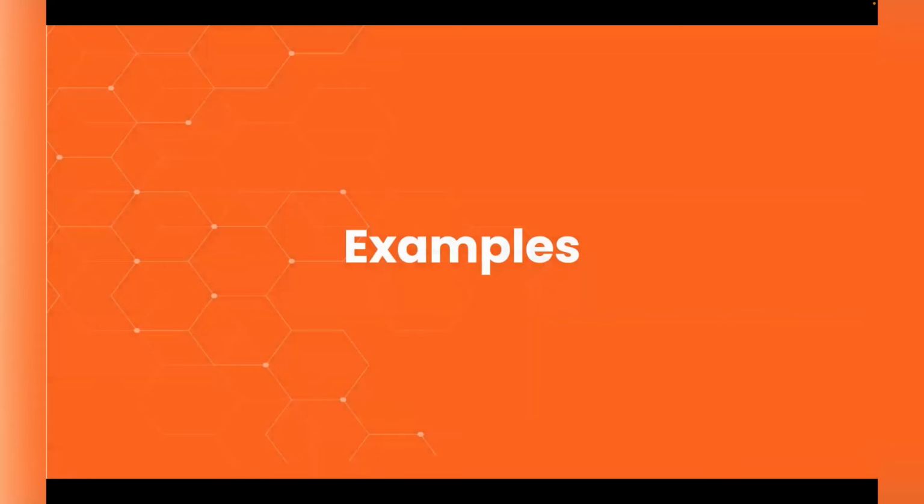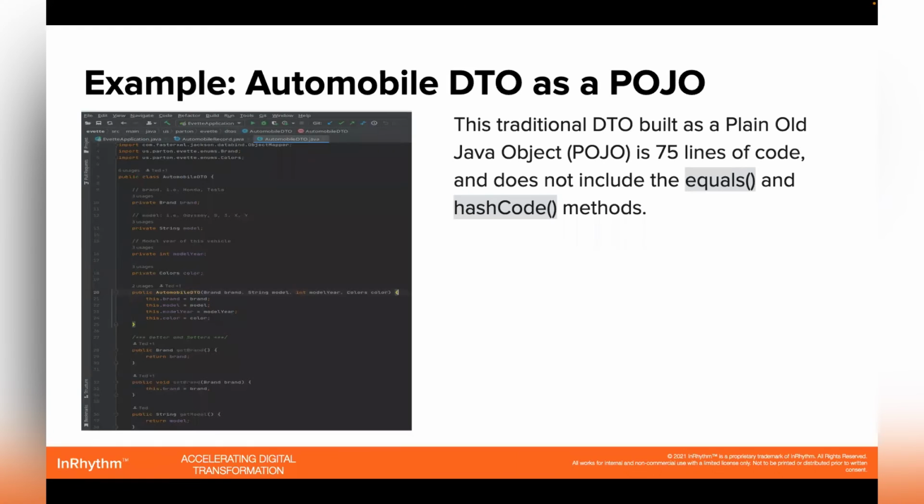So let's look at some examples. First off, I'm going to show you an automobile DTO I put together, and this really isn't the complete thing. I hope you guys can see it okay, but it's really kind of small. I'm showing about 38 lines of code there, but this particular one has 75 lines in total, and that does not even include an equals method or a hashCode method.